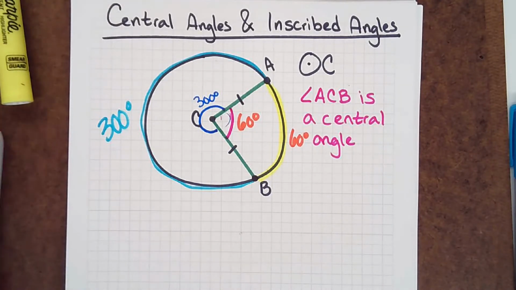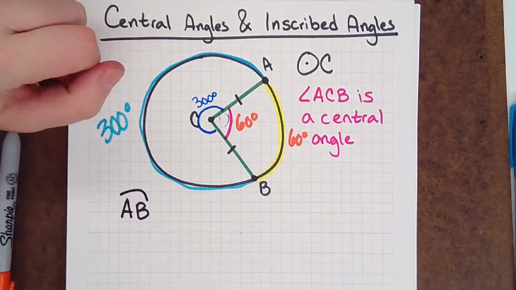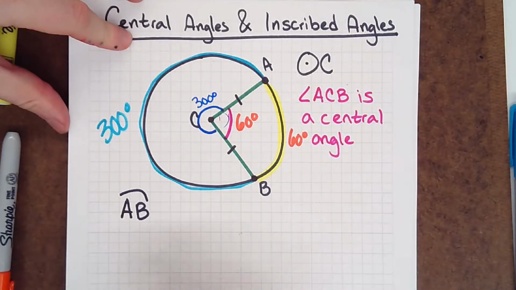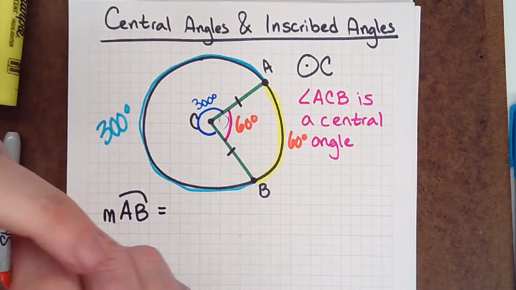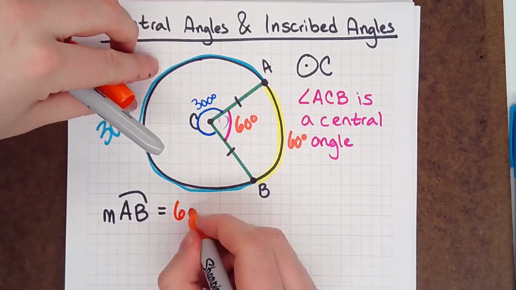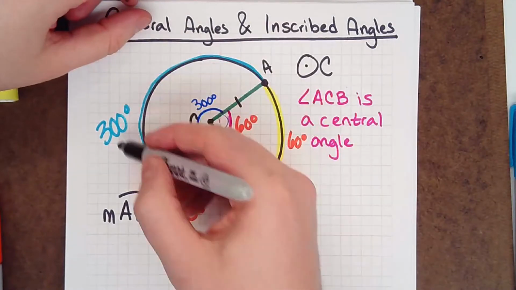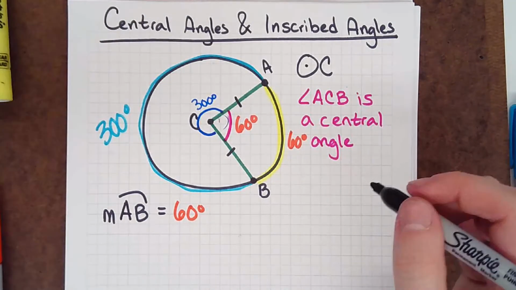Well, arc AB would be written like this, with a little arc symbol. It's kind of like a curve over the top, kind of like an arc itself. And the measure of arc AB in this case would be 60 degrees, because the central angle that subtends it is 60 degrees. And if I were to talk about this arc right here, well, we'd also call it AB, right? So what's the deal? How can we differentiate between the two of them?